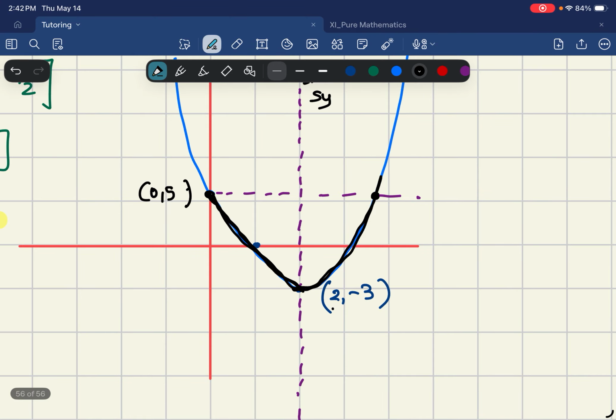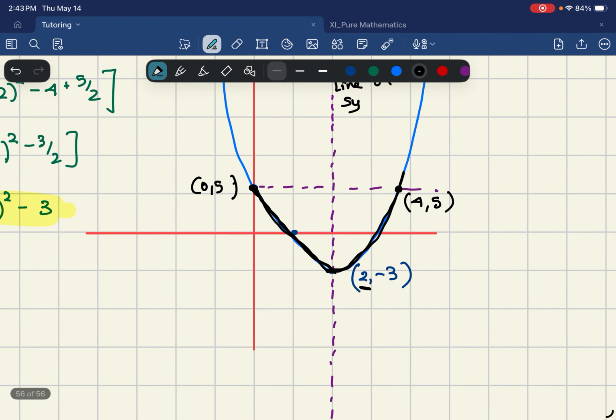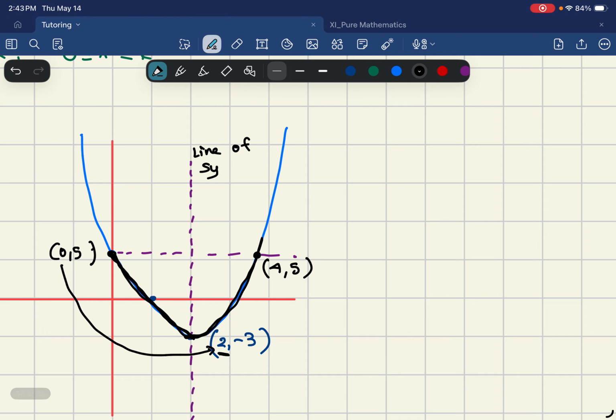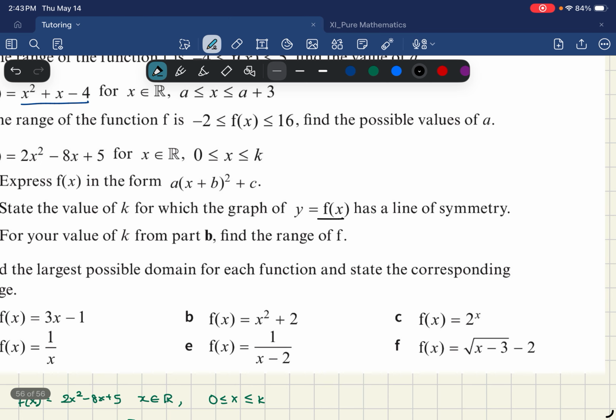So you start at 0, you have gone 2 units to the right. So you just want to move 2 more units to the right. So you're going to get 4, 5. And you can try plugging in 4 here. That gives you 5 again. So if you restrict it this way, you're going to get a symmetrical graph. From 0, to go to the vertex, you need to move 2 units to the right. So you need to move the same number of units to the right again to get to your other point that gives you the same output of 5. So you go to 4. So your upper restriction, the value of k, must be 4.